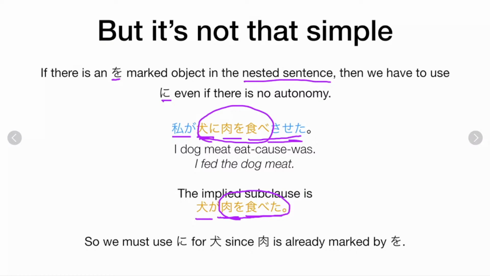So by the dog, meat, eat, cause. So I caused the dog to eat meat, right? And then 私が is the subject saying I did that. And as we talked about, 私が食べさせた, it's not so much that I forced it to eat or I allowed it to eat. In this case, it's just I fed it. So I fed the dog meat. So in this case, we have to use ni for inu in this sentence because niku is already marked by o, and we don't want to have this confusion of, well, did you feed the dog meat or did you feed the meat dog?